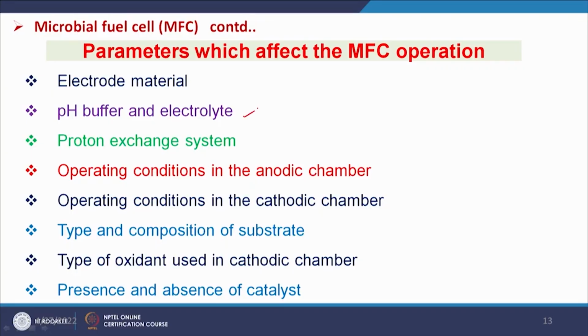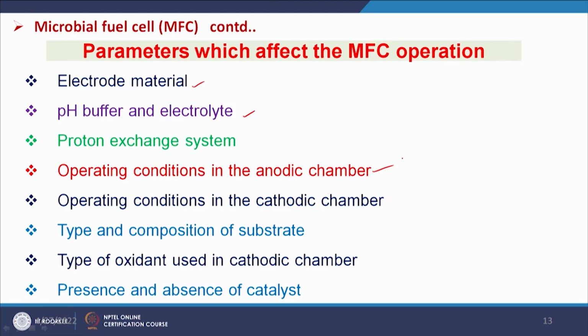Now, we will see the parameters which affect the MFC operation. So, performance of the MFC can be influenced by different parameters, as it is a microbial system. Certainly, pH, buffer and electrolyte will play a role, temperature will play a role, and then electrode material will play a role, because electron transfer is necessary. So, if the conductivity of the metal is more, then it will have more electron transfer capacity, and then the operating condition in the anodic chamber, that is, what is the pH, what is the temperature, etcetera, and whether oxygen is available or not.